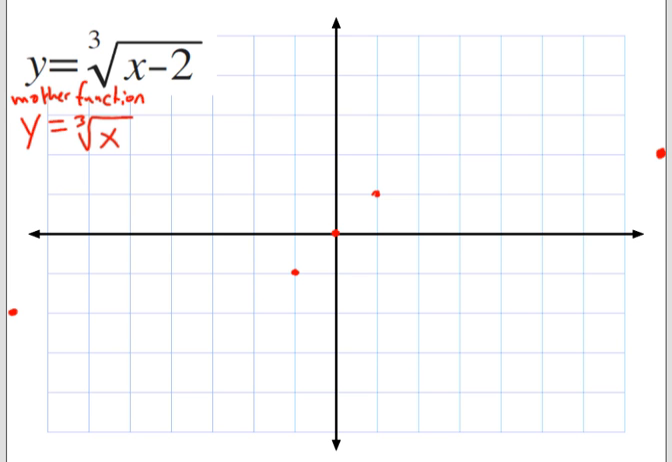So our parent graph, our mother function, looks something like that. Kind of this curvy S-looking graph. This is the mother function. And so now I need to move this. How am I going to move it?